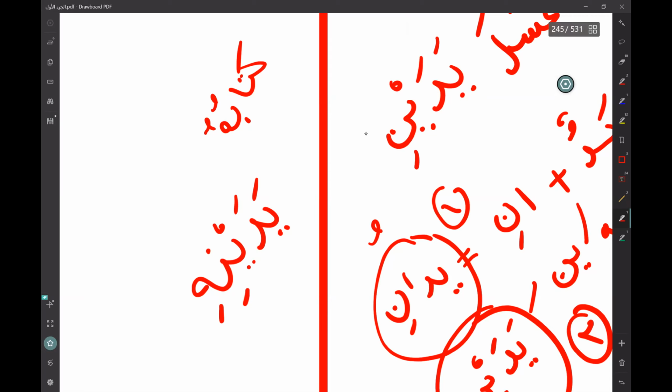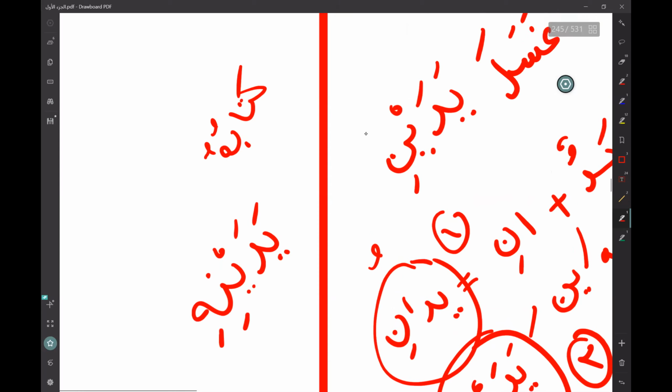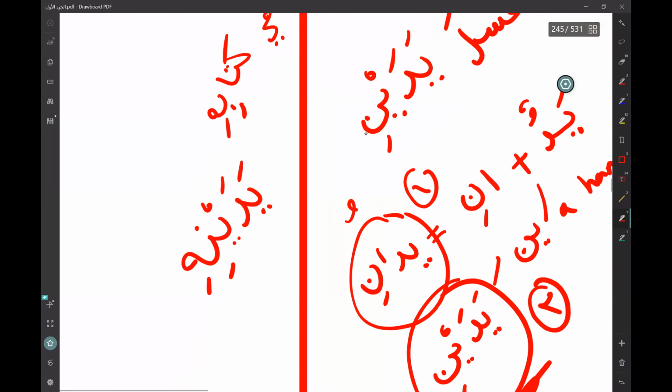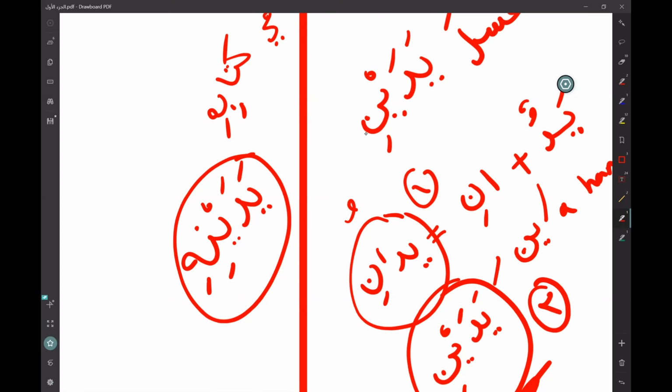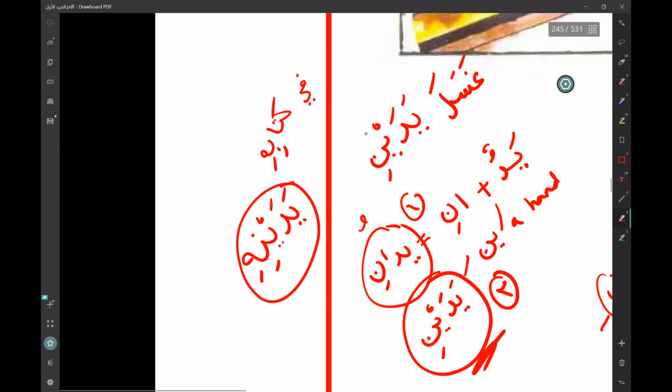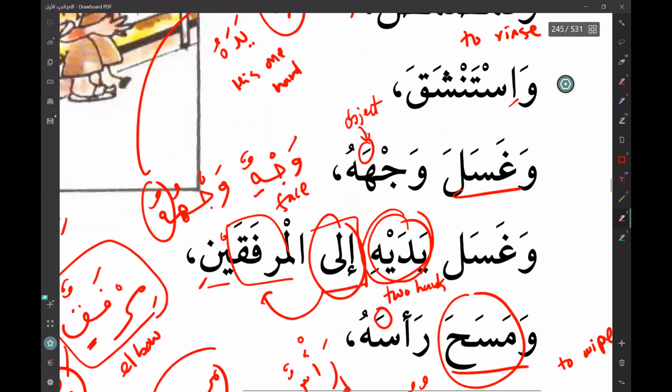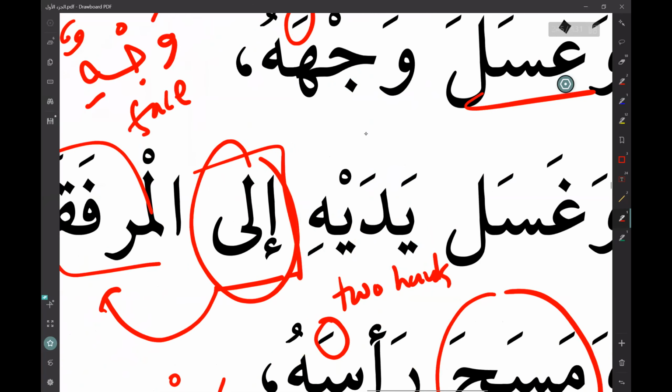Why am I putting kasra? Because remember, this ha, if there is a kasra before it, it always gets the kasra. For example, here we have kitabuhu, but if you say fi, then you say fi kitabihi, you also have to change the ha. So this is something we should have had, right? We should have what? Yadaynihi. That means his two hands. But is that what we have here? We have yadayhi. What happened to our noon?